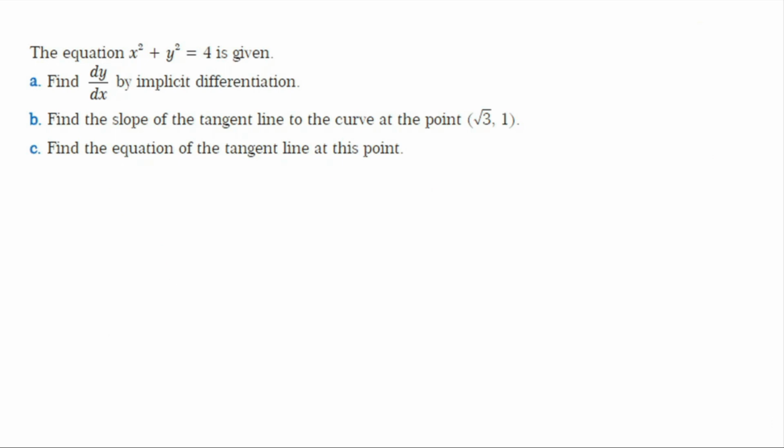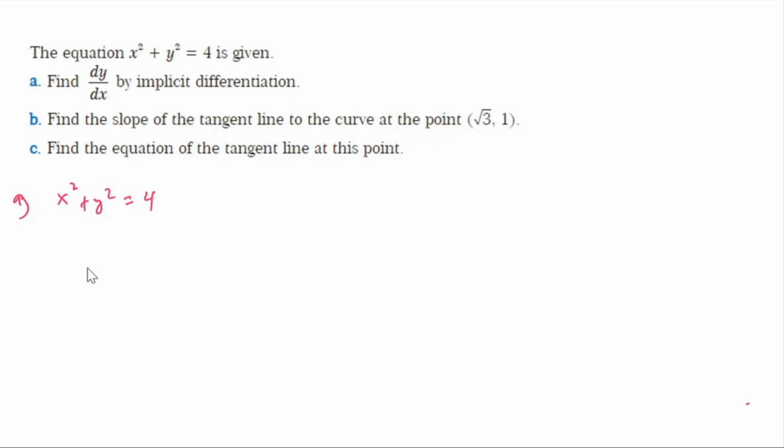Question number 3: given the equation x squared plus y squared equals 4, we have to find letter A, dy over dx by implicit differentiation. And letter B, we are going to find the slope of the tangent line to the curve at the point square root of 3, 1. And letter C, we find the equation of the tangent line at that point. So first, we're going to solve dy over dx using implicit differentiation. So for letter A, we have here x squared plus y squared is equal to 4.